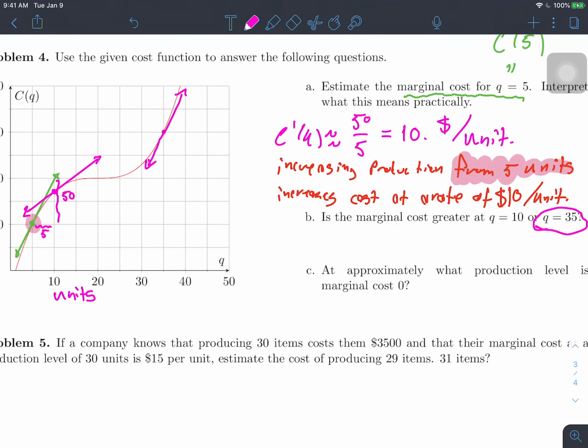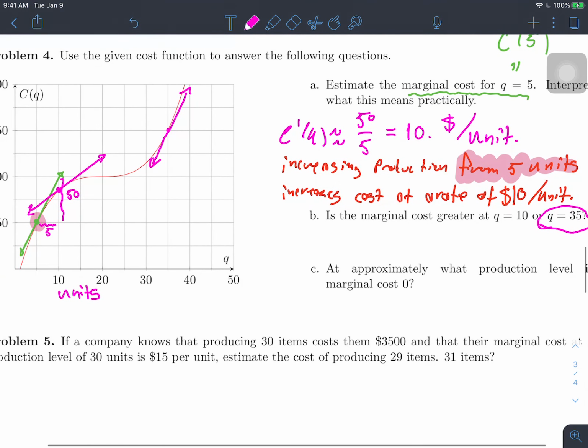At approximately what production level is marginal cost 0? That's asking when is C prime equal to 0? That's going to be when the slope of my tangent line is exactly horizontal. Happens at this point here, Q equals 20.